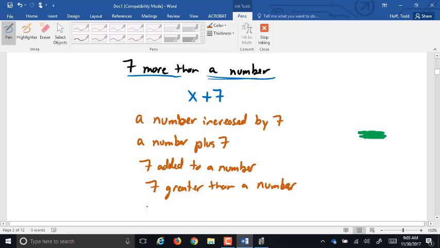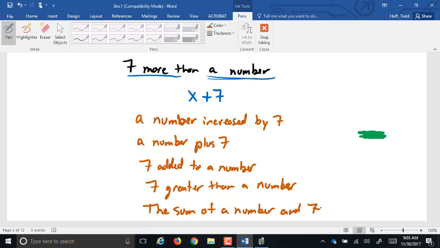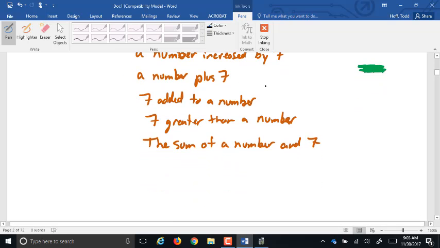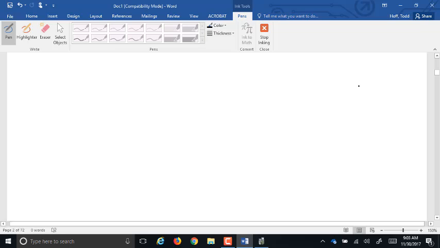Another one, we'll throw out the fancy word here, the sum. What does the word sum mean? It means the result of an addition problem. The sum of a number and 7. If I said the sum of 7 and a number, would it be the same thing? Yes. One's implying that the number is first and 7 is last, and the other's implying 7 is first and the number is the second thing. But when we're adding, the order doesn't matter. If it's subtraction, it's a different story, yes.